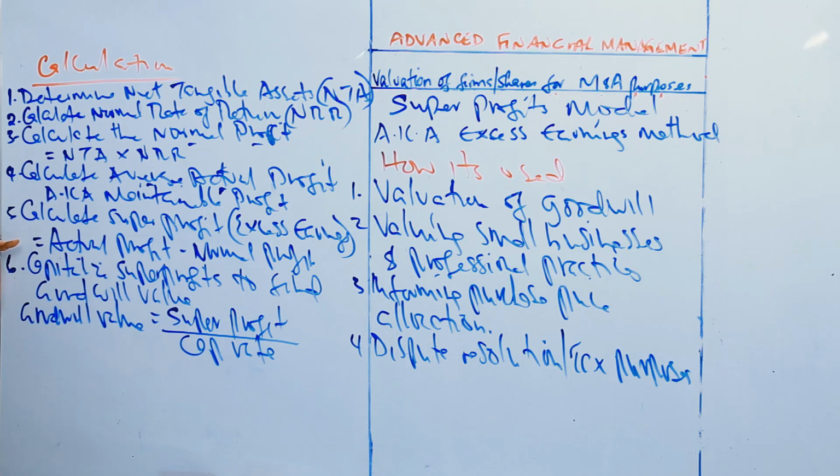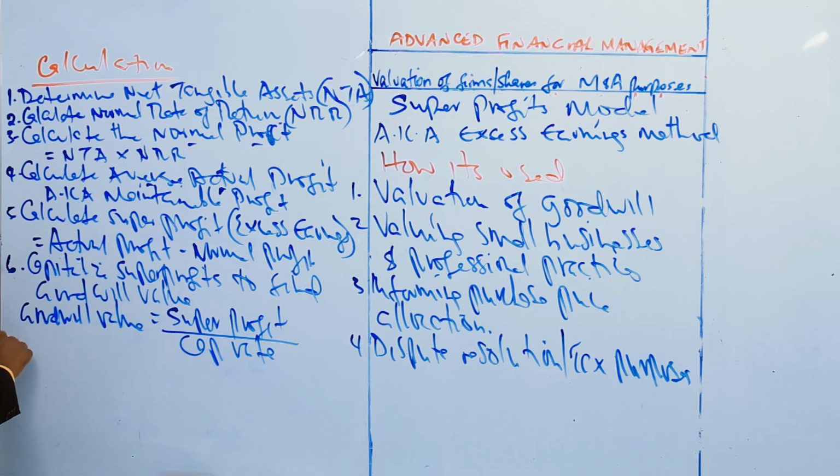The super profit, I repeat, is capitalized by dividing it by a capitalization rate, and this rate represents the rate at which the intangible assets are expected to generate value. It can be the normal rate of return, it could be a higher risk-adjusted rate, or a year's purchase multiple.